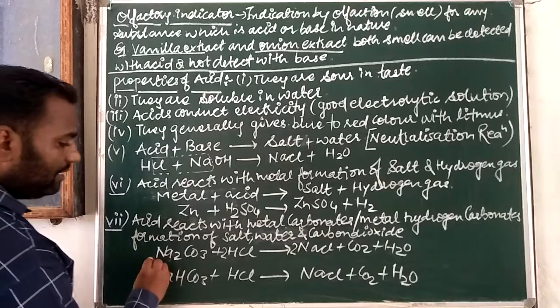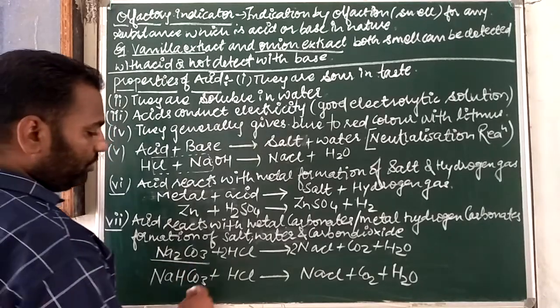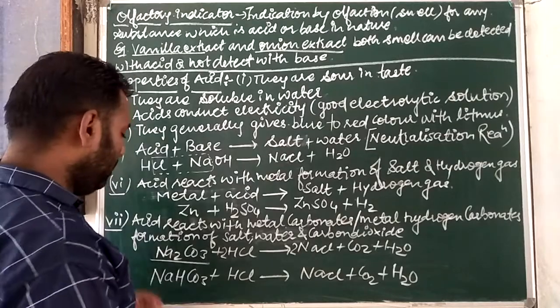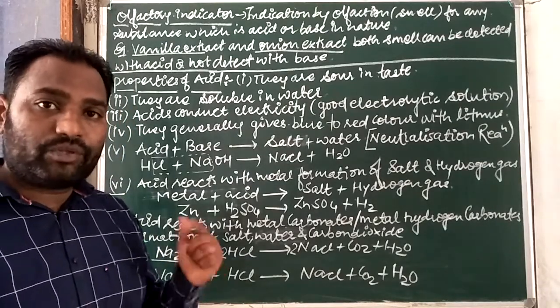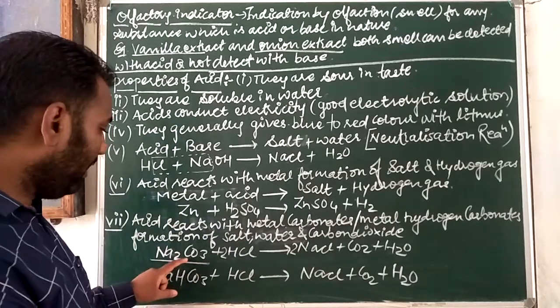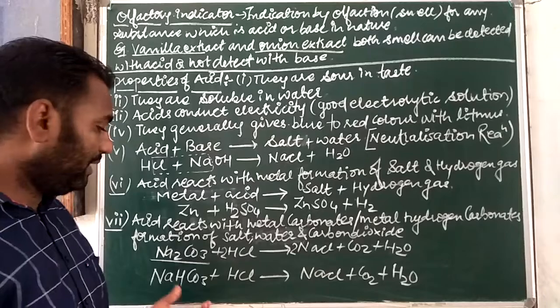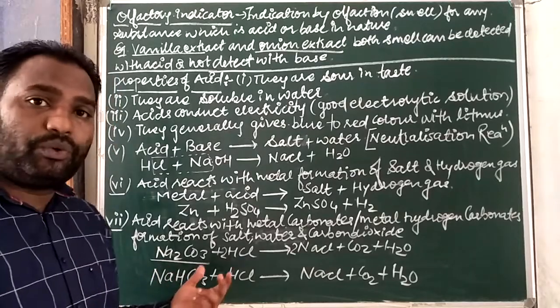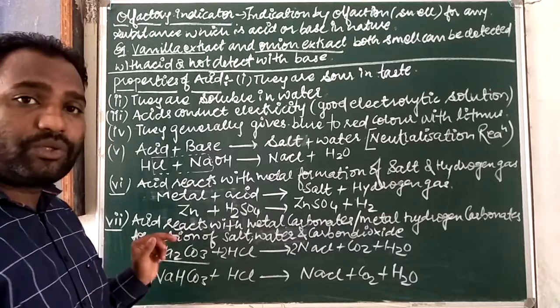Okay, so listen, this is the metal carbonates. Na2CO3, it is sodium carbonate. This is also known as soda ash. Okay, we will discuss in salts the formation of this soda ash. When we are making the reaction with NH3, CO2, H2O, this is the formation of Na2CO3, that is the soda ash.